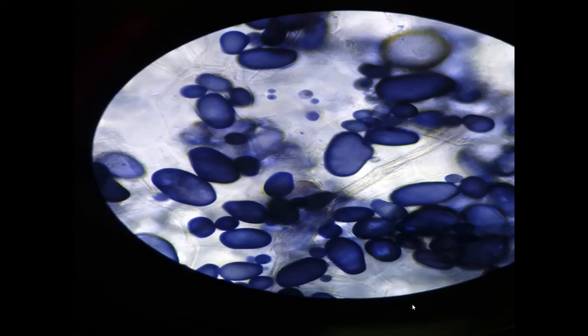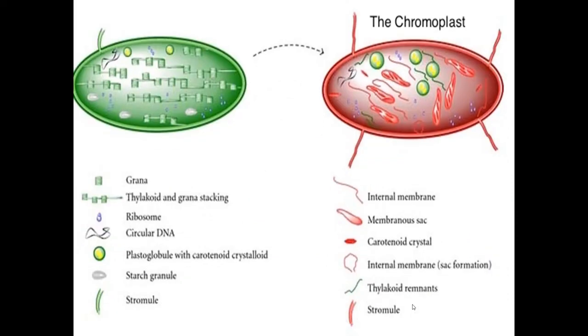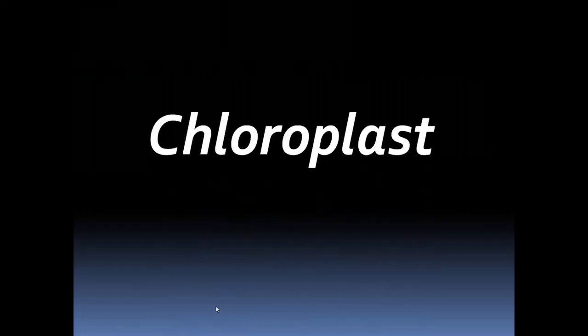The third type contains green colored pigment and is known as chloroplast. As you can see in this picture, these are chromoplast, other than green, and this is chloroplast possessing the green pigment called chlorophyll. Dear children, in chloroplast, the green colored pigment, namely chlorophyll, is present. They are found in the green parts of the plants such as leaves.